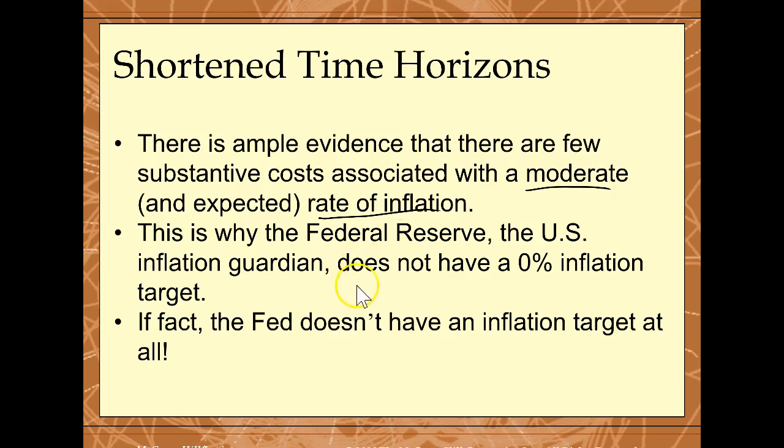And so this is why the Federal Reserve, which is the guardian against inflation, does not have a 0% inflation target. In other words, we don't want inflation to go to zero. All we want is for inflation to be relatively low and stable in order for it to be neutral.